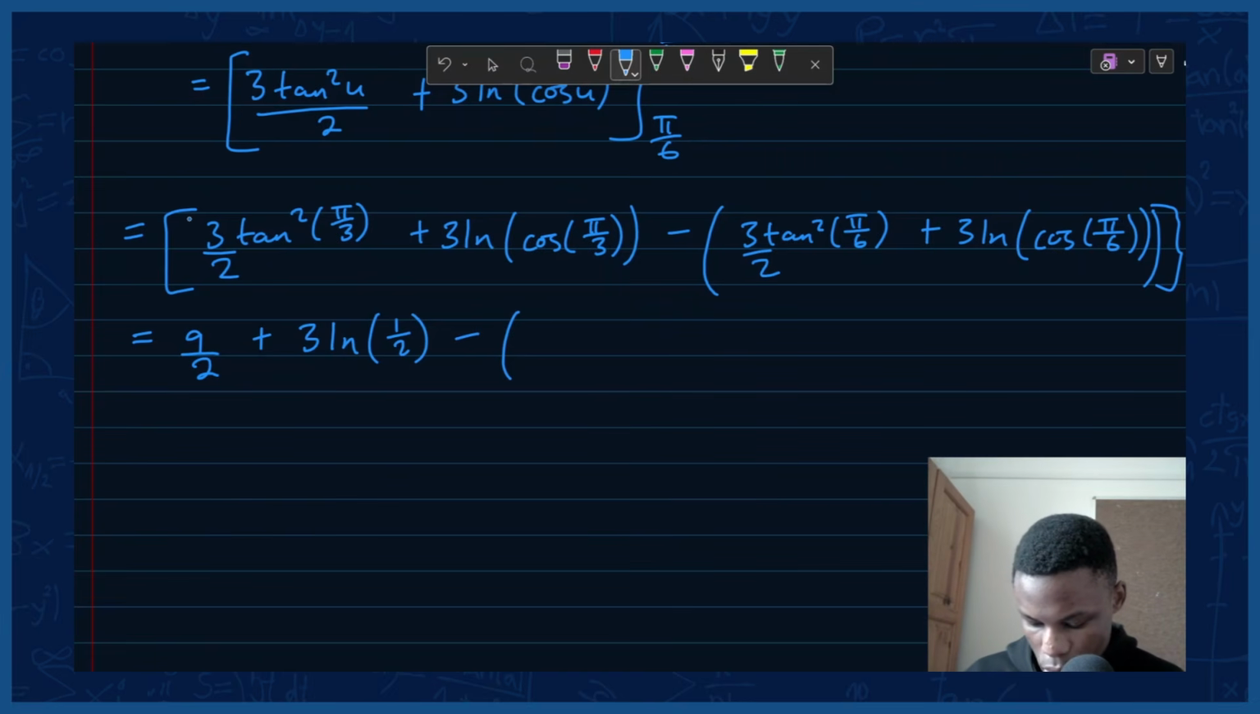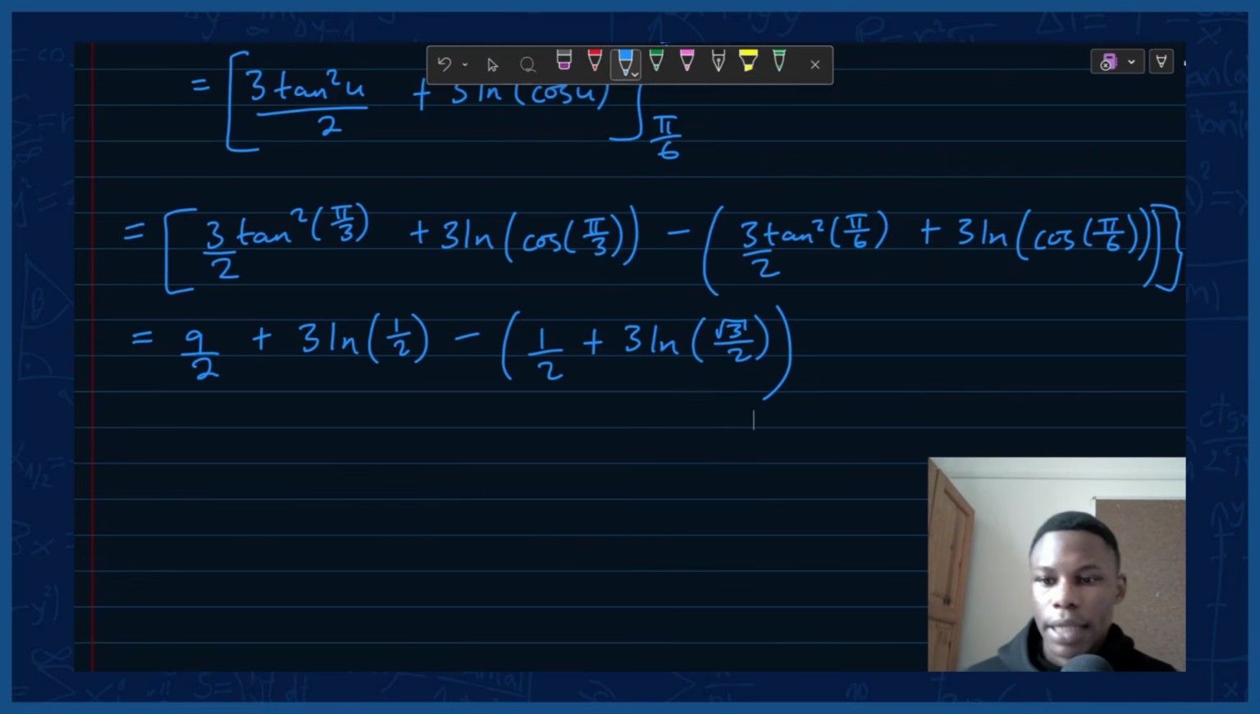So again, do tan pi over 6. Whatever you get, square that. You get a third. So I've got 3 over 2 times a third, which gives me 1 over 2. Plus, then 3 ln cos of pi over 6. So we are going to do 3 ln and then evaluate cos of pi over 6. So cos of pi over 6, that's root 3 over 2.